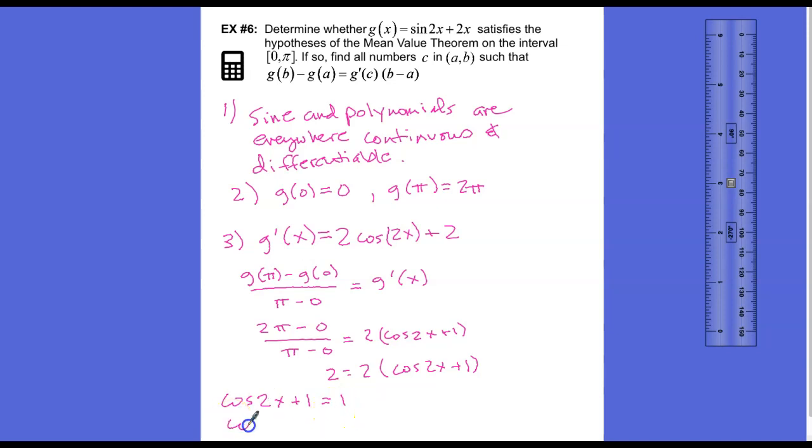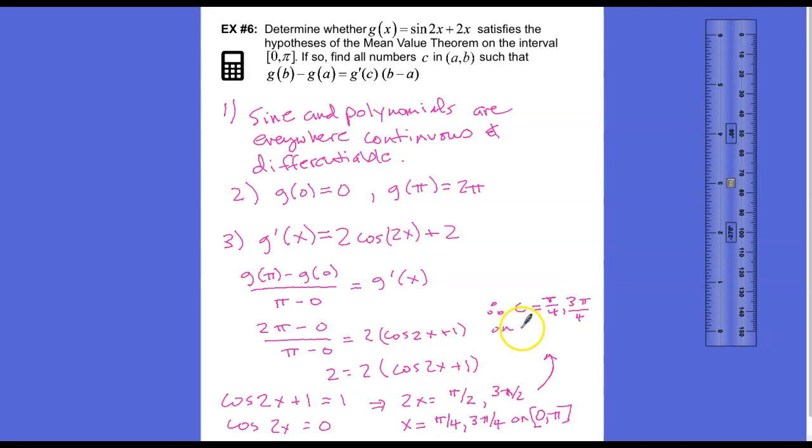Subtracting 1 from both sides, we get cosine 2x equals 0. Solving that equation gives us 2x equals pi over 2 or 3 pi over 2 from the unit circle. Dividing through by 2, we have x equals pi over 4, 3 pi over 4 on the interval from 0 to pi. So therefore, c is equal to pi over 4, 3 pi over 4, on 0 less than or equal to x less than or equal to pi, satisfy the mean value theorem.